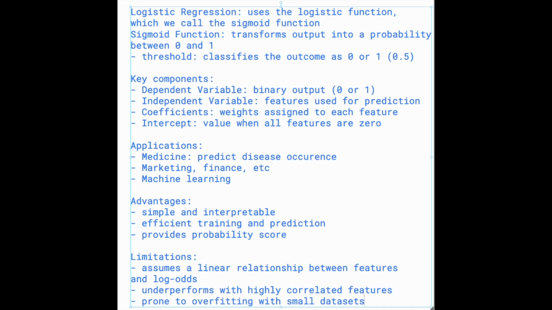So that's a brief overview of logistic regression. I didn't really talk about the algorithm itself and the implementation of it, but I'll be going over that in a future video.